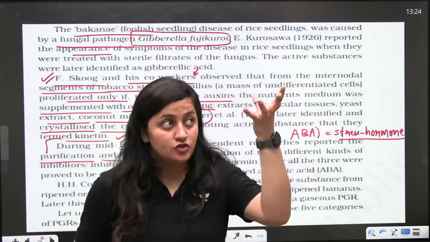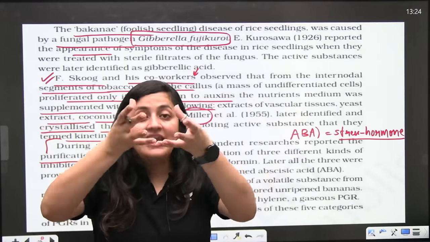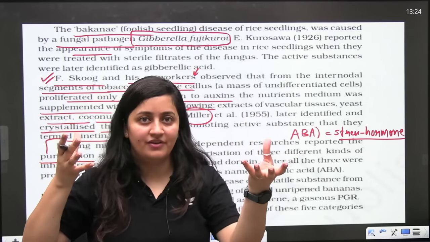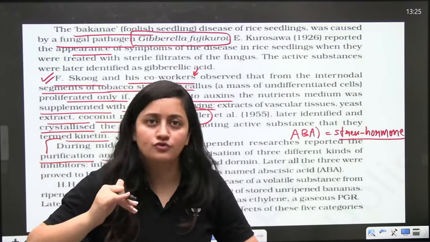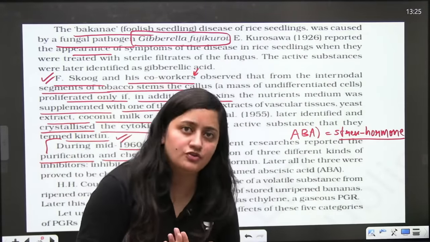Stress hormone in the case of plants. So gibberellic acid and ABA, they are antagonists. They function in the opposite way. Gibberellic acid is going to promote the growth, while ABA is going to stop that, because at that time conditions are not favorable.